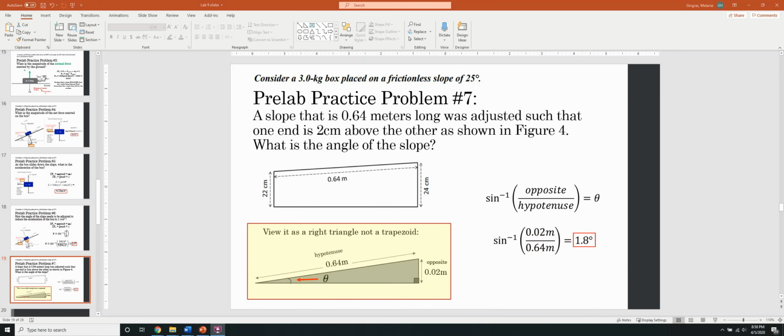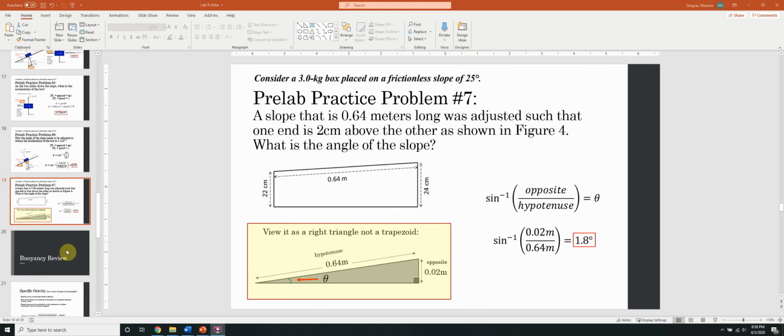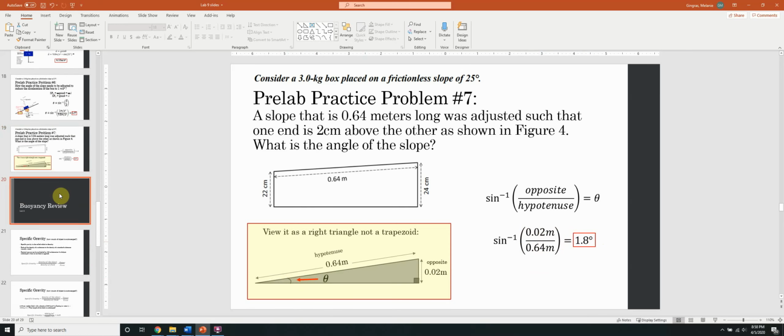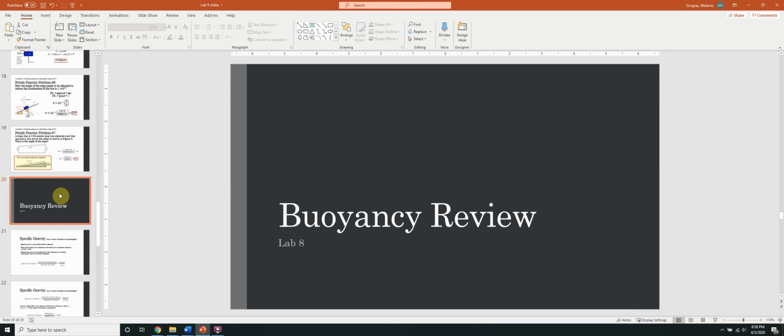So that's it for the pre-lab practice problems for Lab 9, but as you know, the quiz is going to have 5 questions from last week, which was buoyancy, and 5 questions from this week, which is incline motion. So if you want to stay tuned, I am going to go through a few buoyancy review questions just to make sure that's all fresh in your mind before you take the quiz.